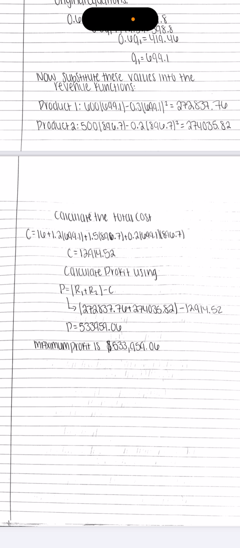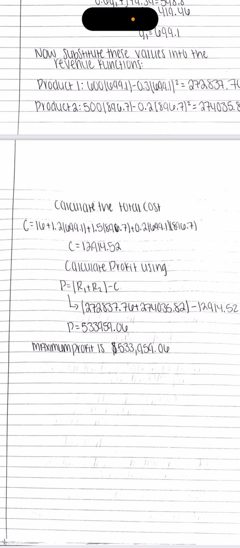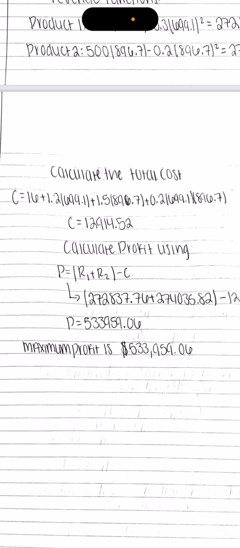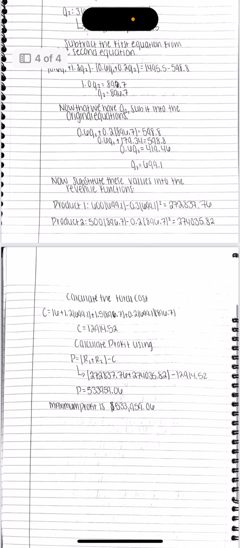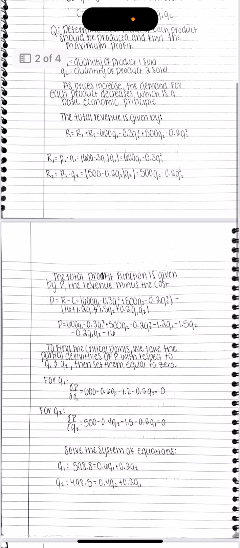Calculate the profit using the P function. P is equivalent to R1 plus R2 minus C, which is also revenue 1 plus revenue 2 minus cost. You do the work below. You find out the total maximum profit possible is $533,959.06.